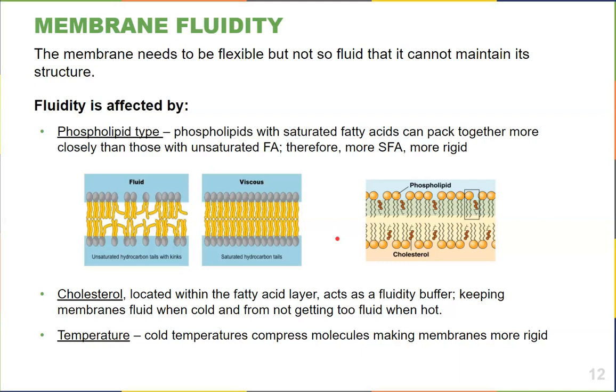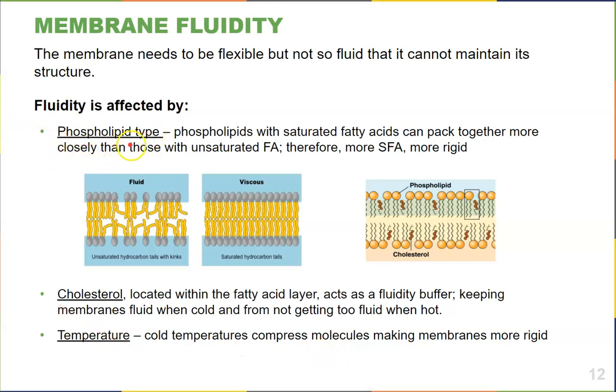They will typically have more cholesterol in them so that their cells don't harden up with the cold temperatures, and it also helps cells become not too fluid when it's hot. It provides a type of anchoring part of the cell. So when cold temperatures are acting on the cell membrane, it's going to compress the phospholipids together a little bit more, and that'll make the phospholipid bilayer more rigid and not fluid.